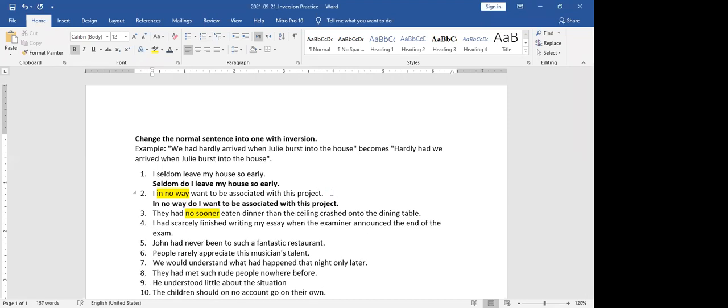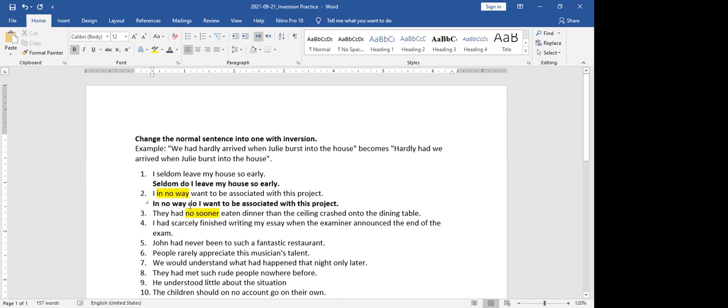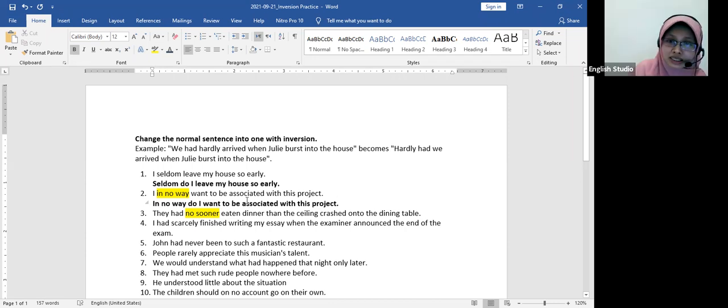Guys, ternyata segampang itu loh. Please mute your voice ya guys ya. Okay, thank you so much. Ya, ini ya. The correct answer is in no way do I want to be associated with this project. Ini very interesting example because you can see that in this sentence not only do you use inversion, but you also use passive voice ya. Jadi kita bisa mix or combine several grammatical structures in one sentence ya guys.